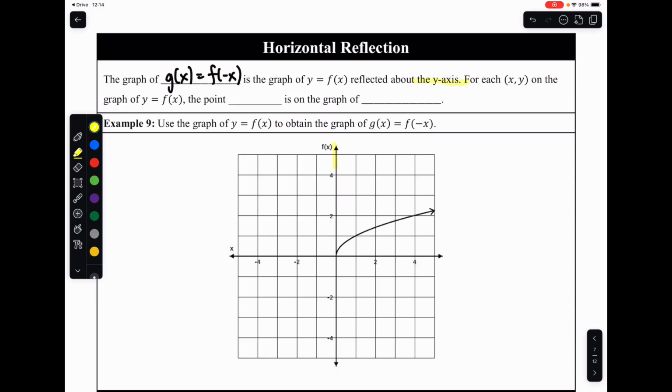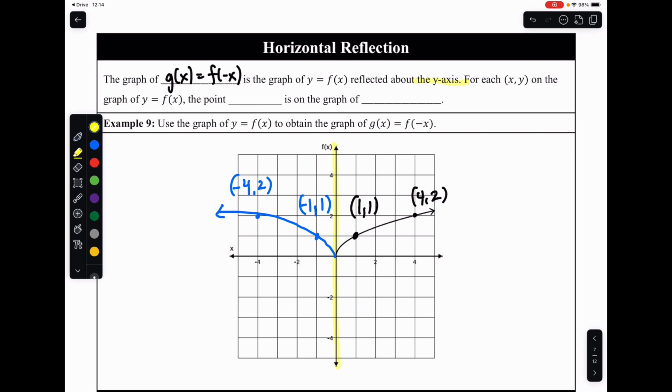So that's going to make the y-axis the line of reflection, and our points with the same coordinates as the previous example, (1, 1) and (4, 2), will now be flipped across this yellow line, placing them at (negative 1, 1) and (negative 4, 2). So your graph will look like that.